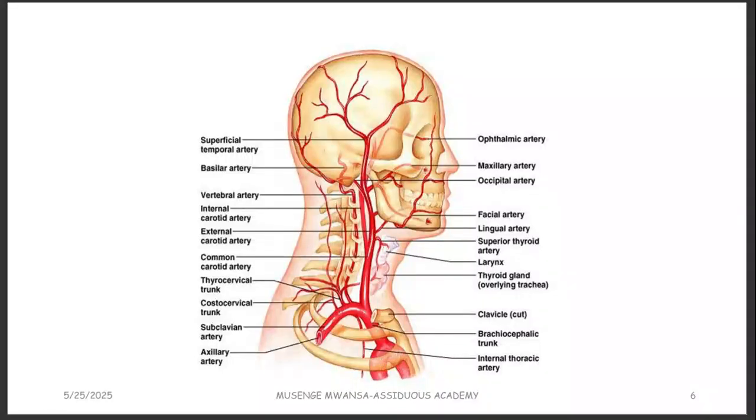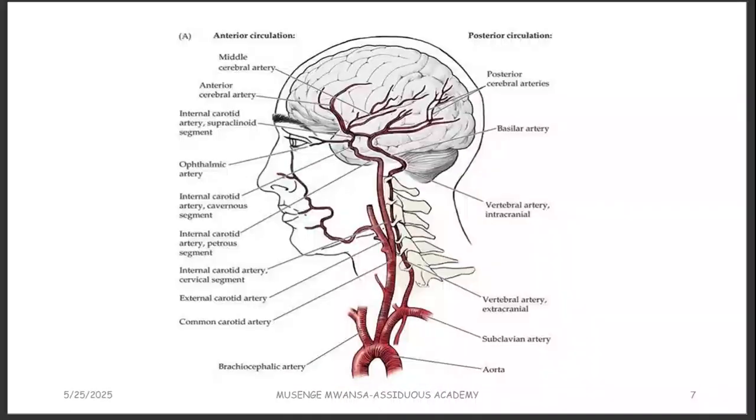This is just a side view again of the same thing we're talking about. Even here, you can see posteriorly you have got the vertebral arteries going up. The vertebral arteries again going up. They are going to join, the one from the left and from the right. You now form the basilar artery.